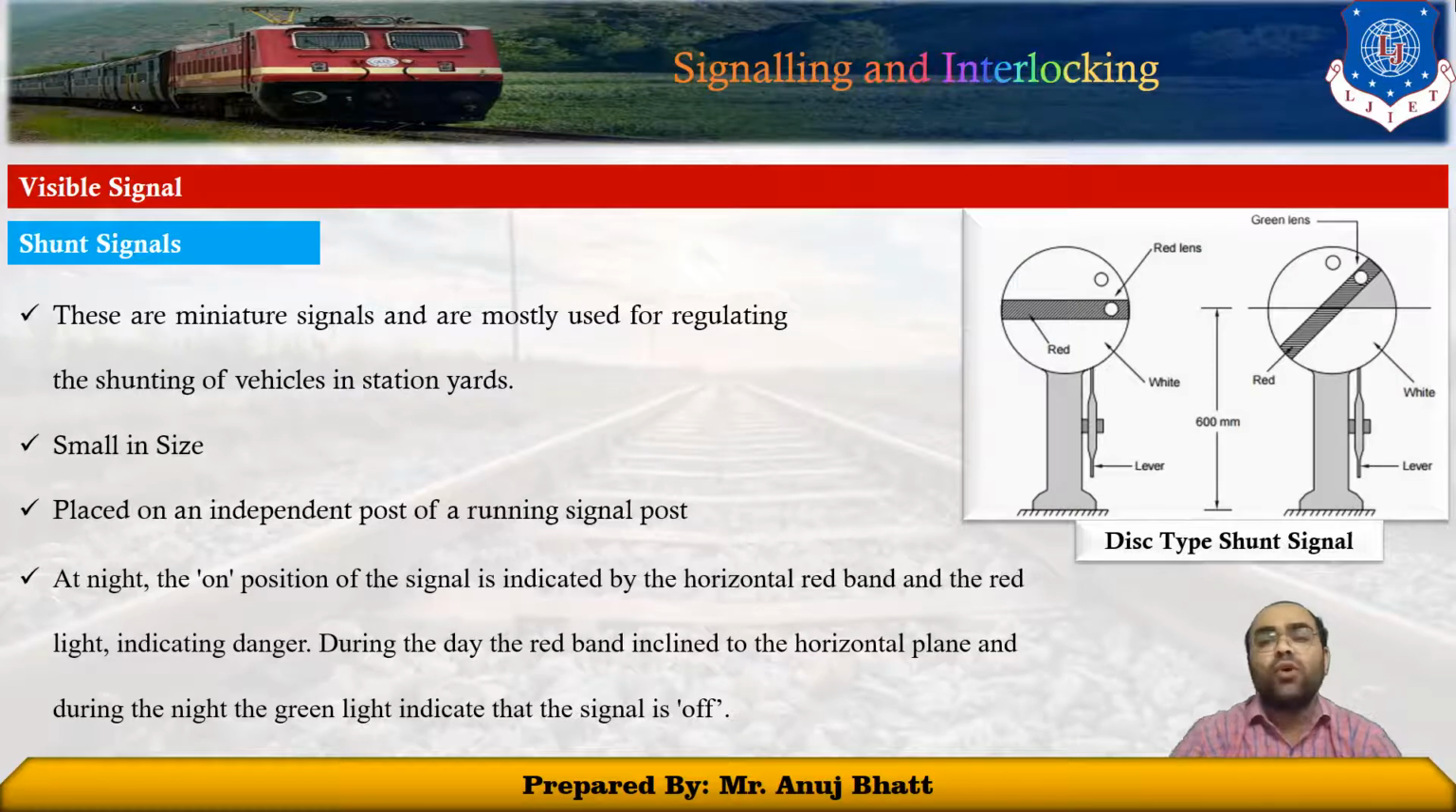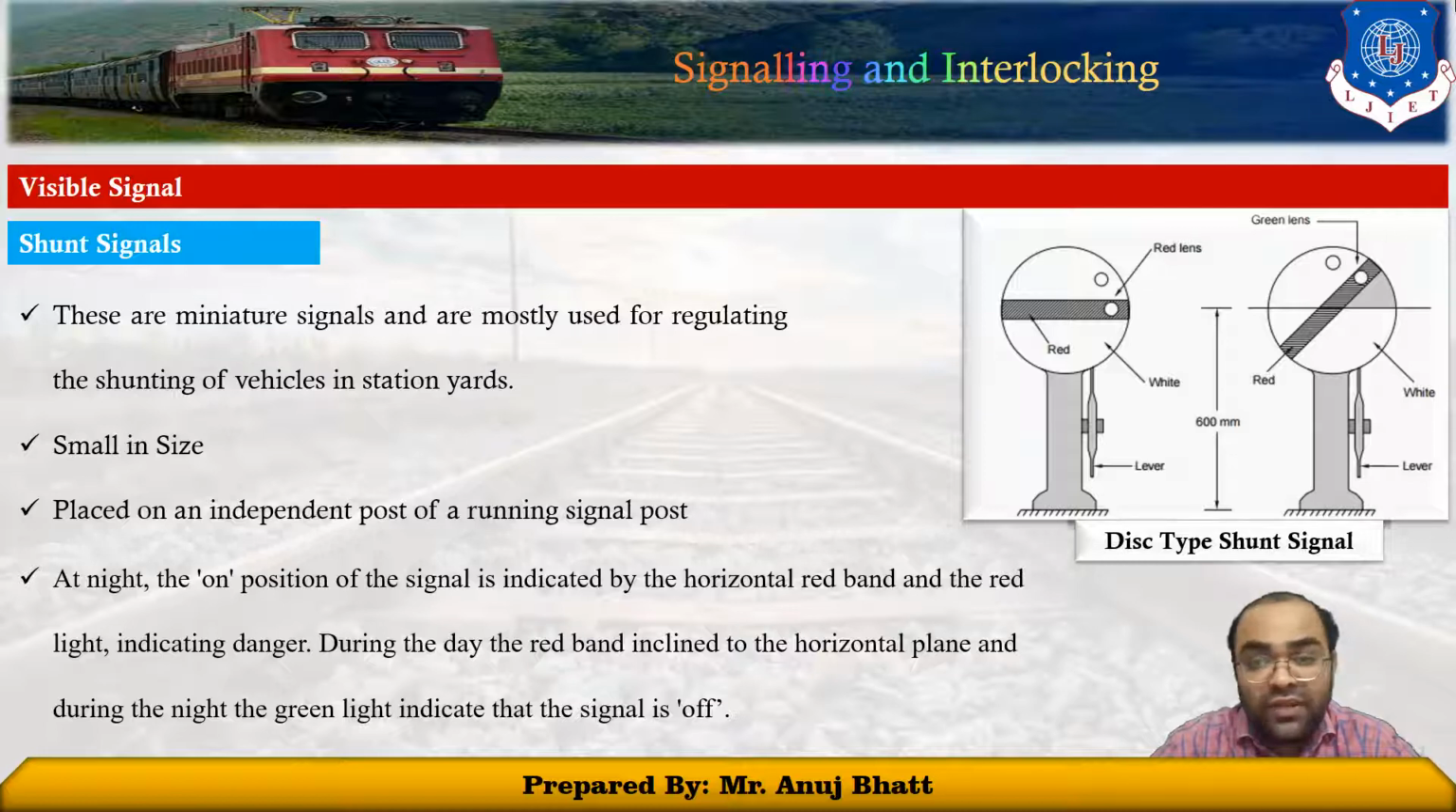This disk type of shunt signal consists of a circular disk with a red band on a white background. The disk revolves around a pivot and is provided with two different holes, one for the red lamp and the second one for the green lamp. And these are for the purpose of night indication.